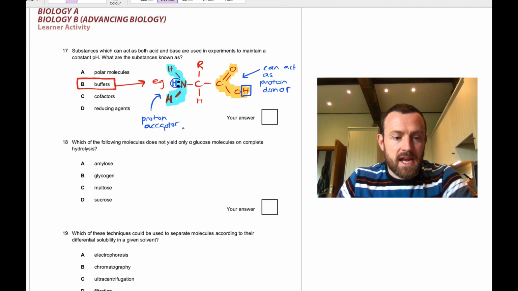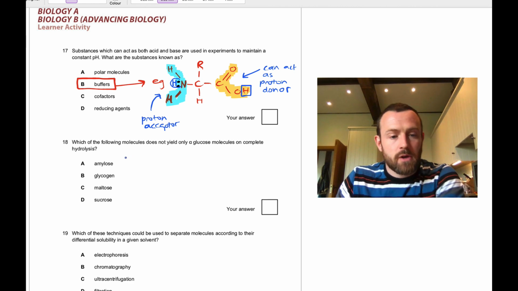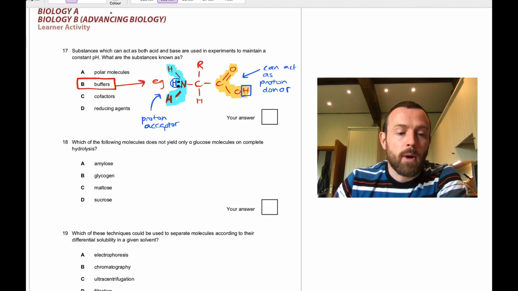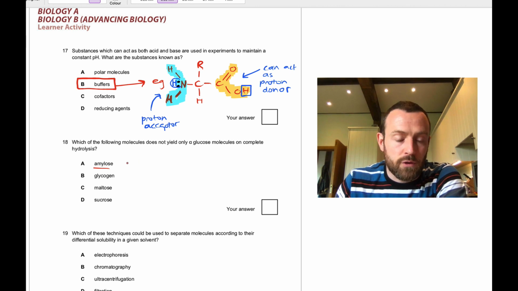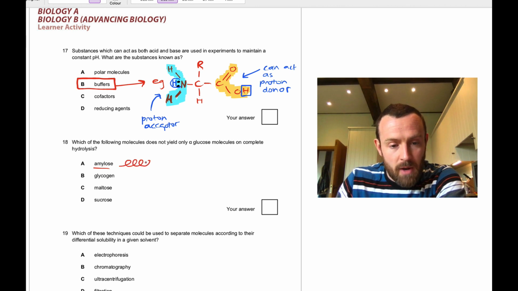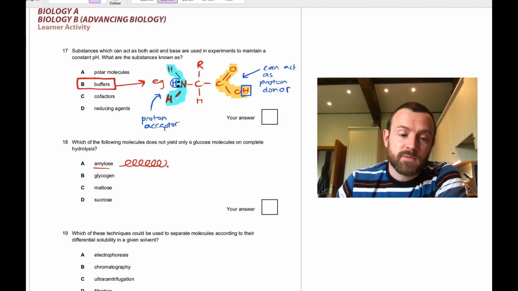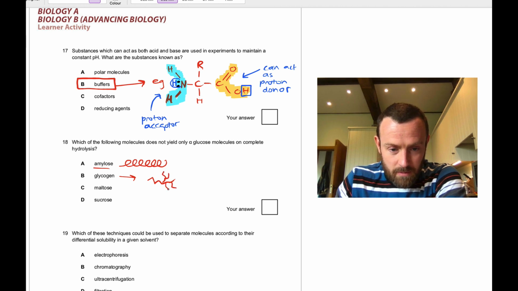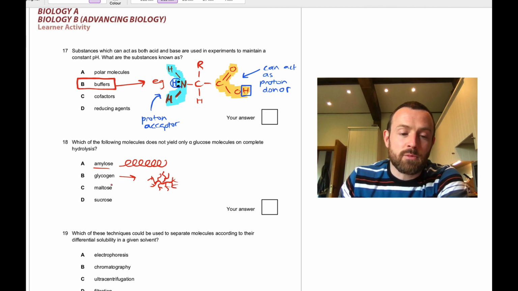Okay, moving on to 18, just 3 more questions to go. Which of the following molecules does not yield only alpha glucose molecules on complete hydrolysis? Got to know your carbohydrates here. Well, amylose, that is just a polymer of all alpha glucoses, and remember it's the one that looks a bit like a spiral, like that of alpha glucoses. Glycogen, that is a molecule that is quite branched like that, but it's only alpha glucoses. Remember it's alpha 1,4 and alpha 1,6. Very branched polysaccharide found in animals.